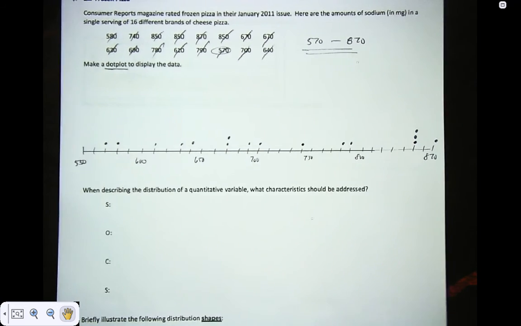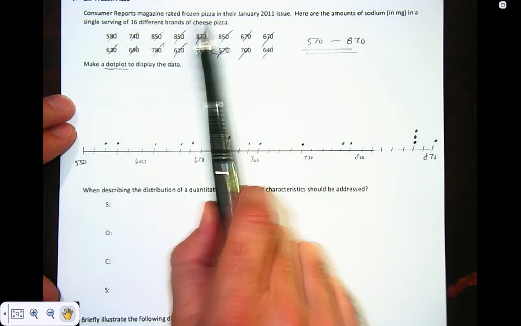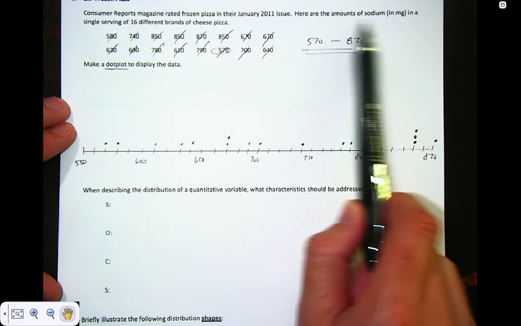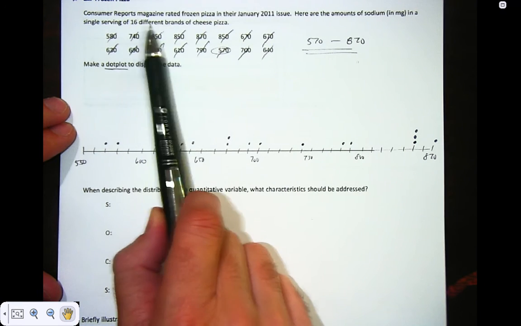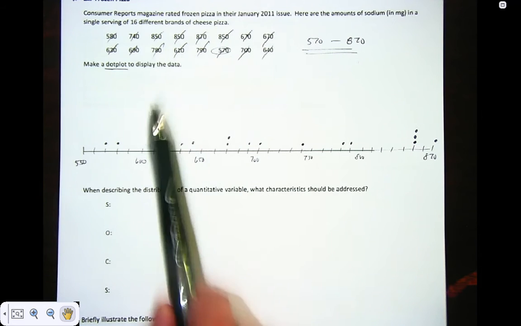We're talking about Consumer Reports rating frozen pizzas. Here are the amounts of sodium in a single serving of 16 different brands of cheese pizza. Well, when you only have 16 different data points, you don't really get a feel for what's happening. You can say some generic things about it, but it's nothing too interesting.